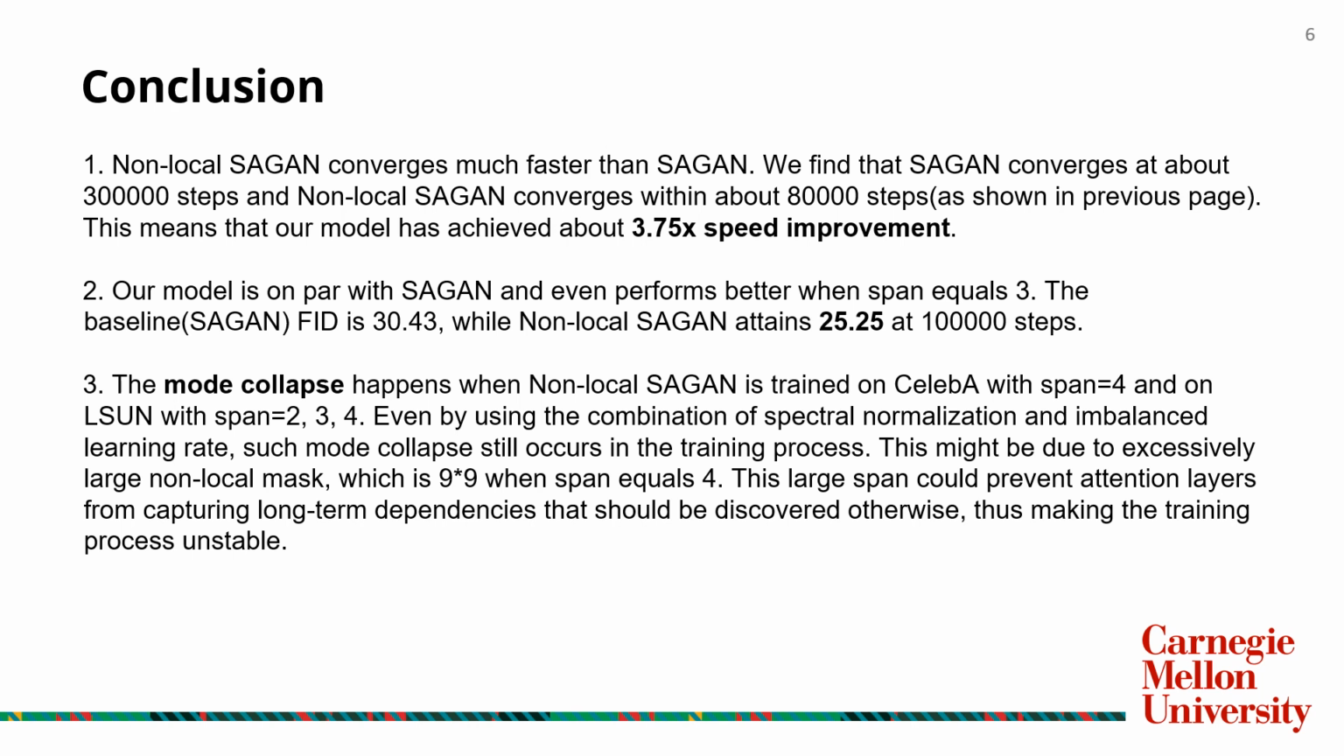The third thing is that mode collapse happens when non-local SAGN is trained on CelebA with span equals 4 and LSUN with span equals 2, 3, 4. Even by using the combination of spectral normalization and imbalanced learning rate, such mode collapse still occurs in the training process. This might be due to an excessively large non-local mask, which is about 9 times 9 when span equals 4. The large span could prevent attention layers from capturing long-term dependencies that should be discovered otherwise, thus making the training process unstable. And this is also our future experiments target.